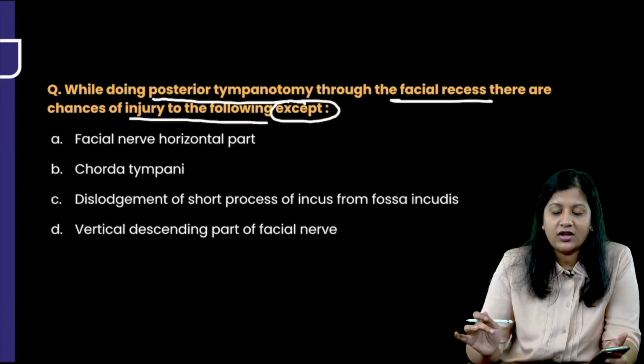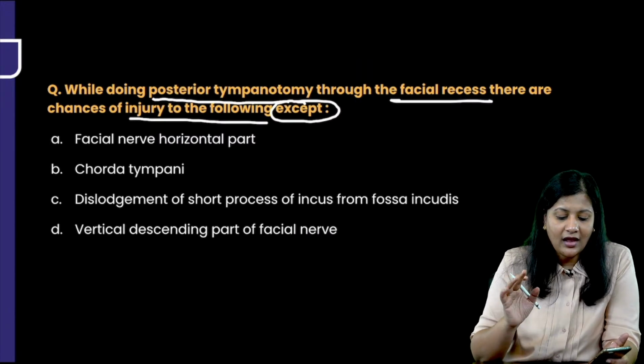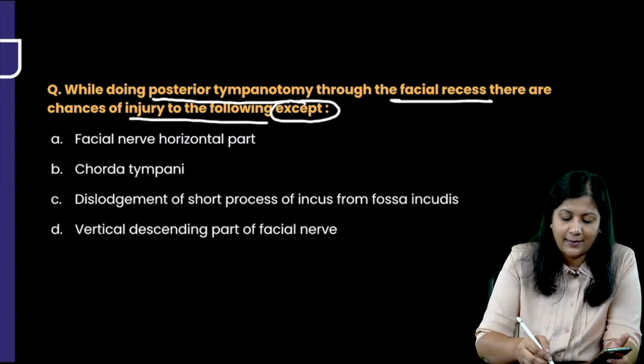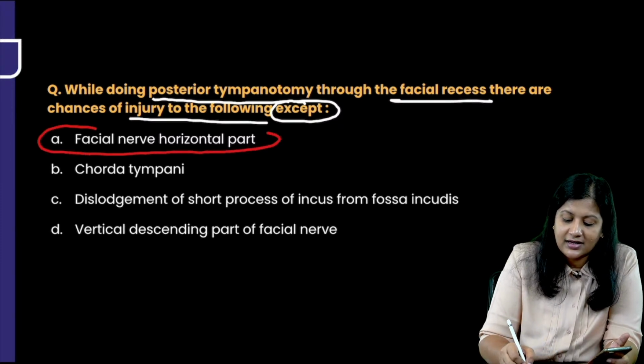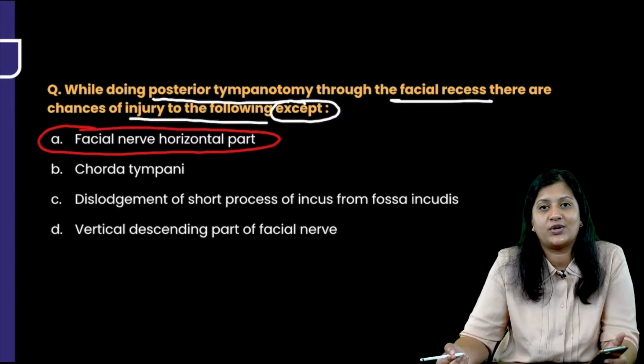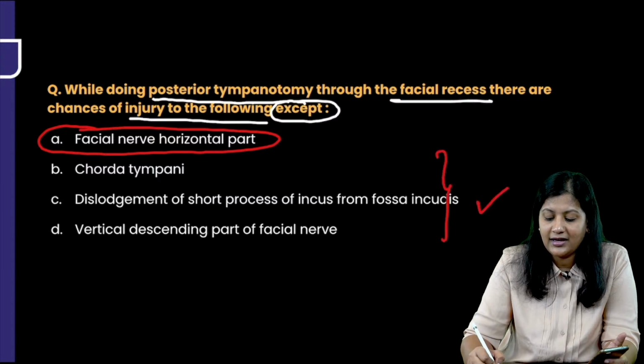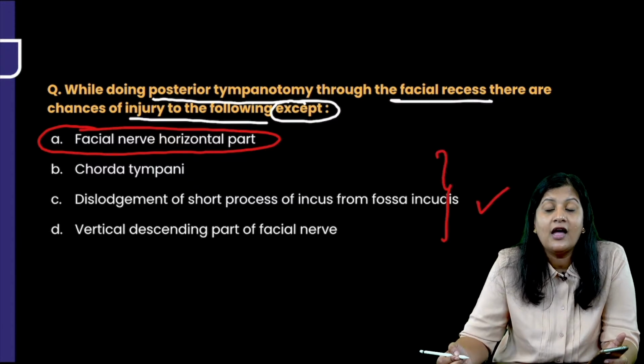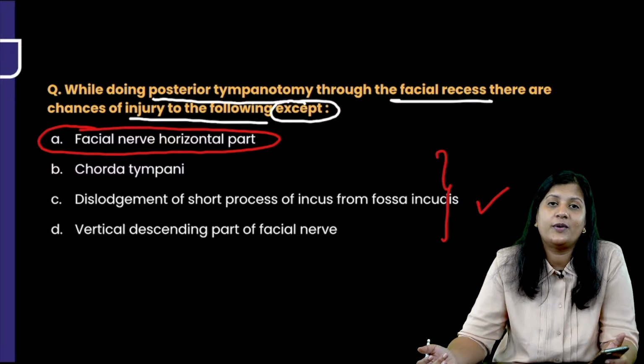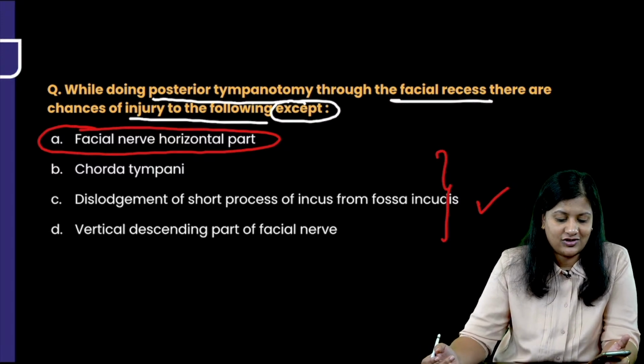So now go back to the question and now answer. Now I'm sure most of you know this absolutely right. So the answer is facial nerve horizontal part. Rest of them can get injured during the surgery, but the horizontal part of the facial nerve is most often not going to be involved while doing the surgery.